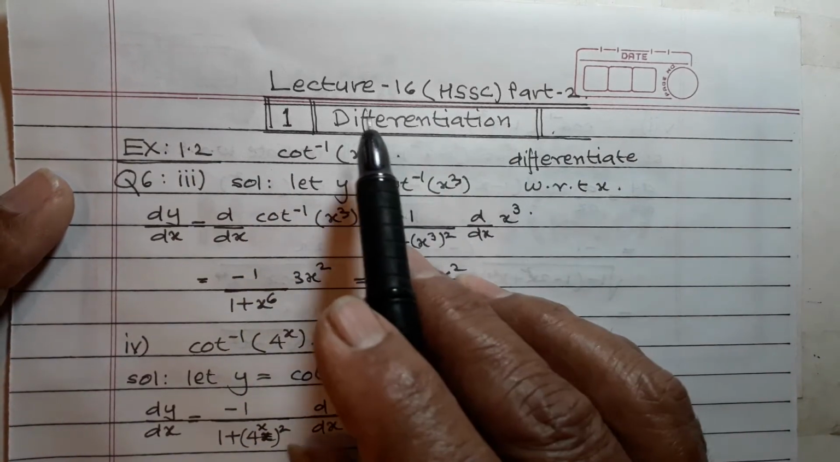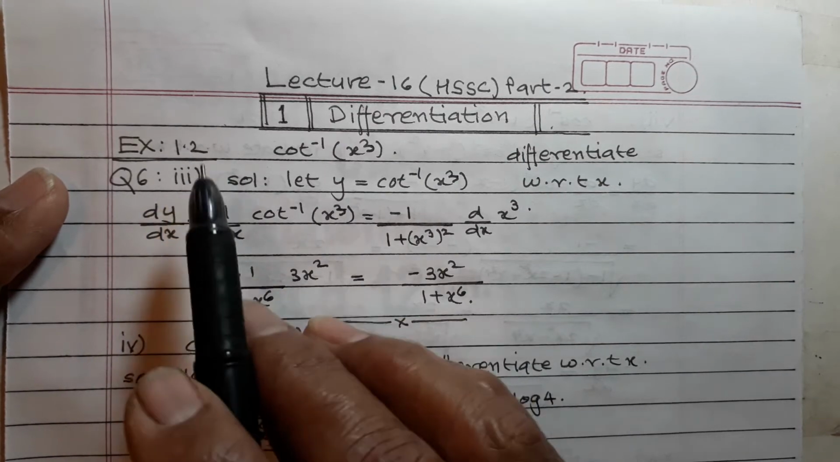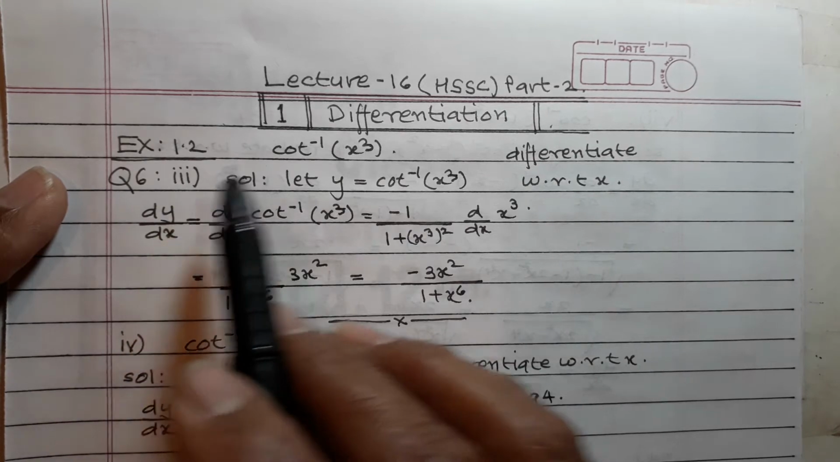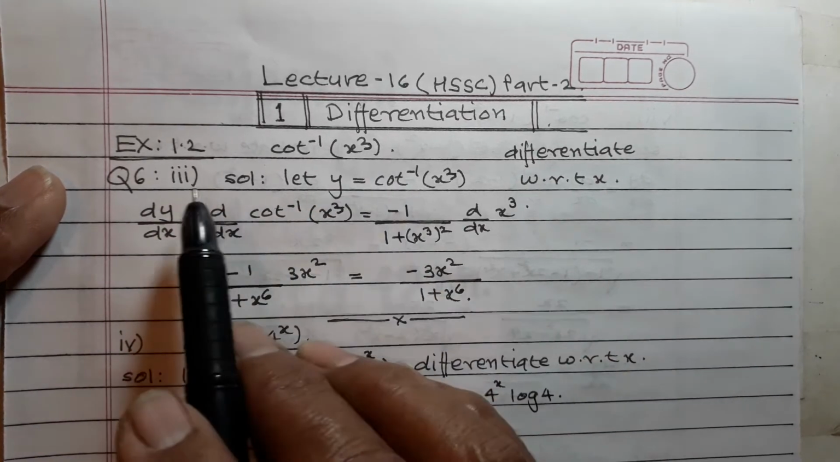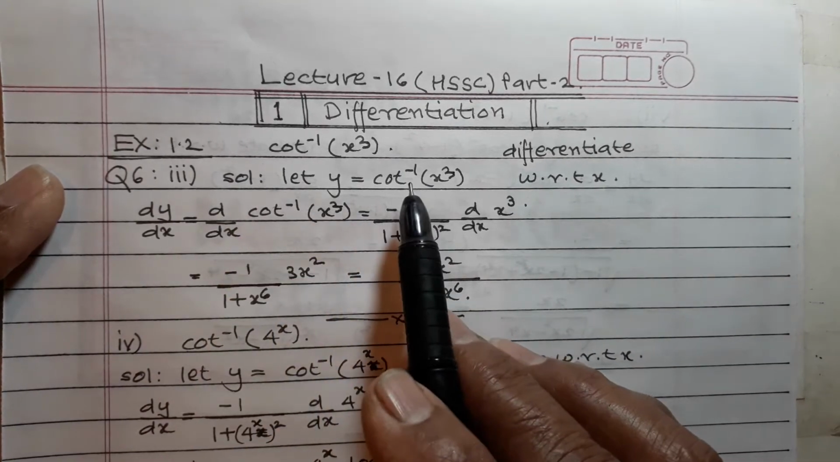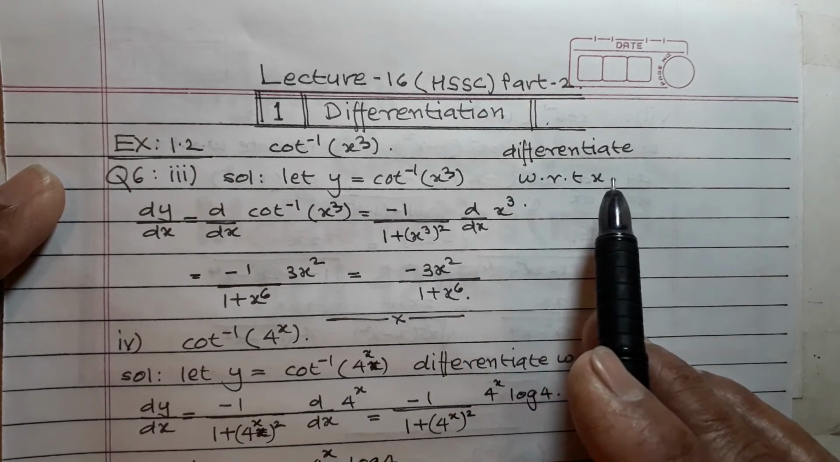In this lecture, I am going to explain some examples from exercise 1.2, question number 6(3): cot inverse x cube. Solution. Let y is equal to cot inverse x cube. Differentiate with respect to x.